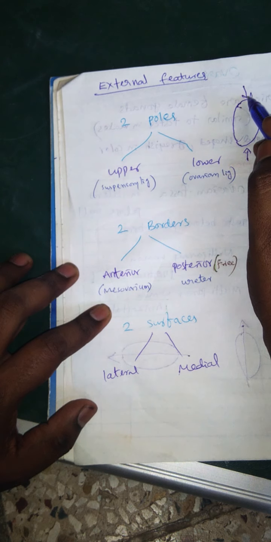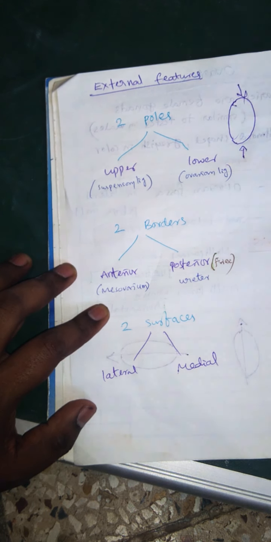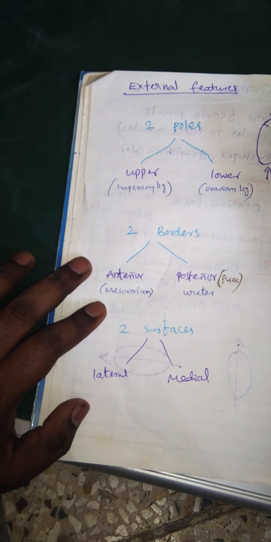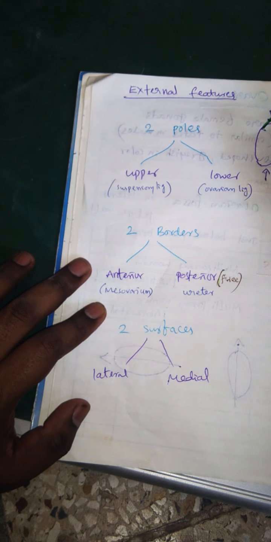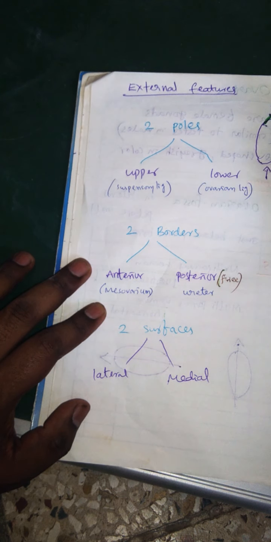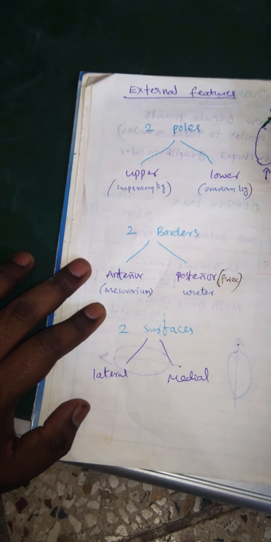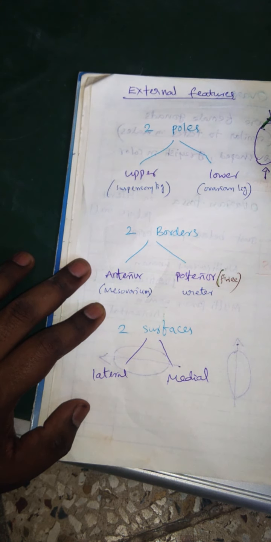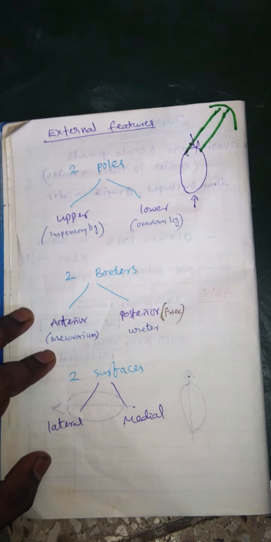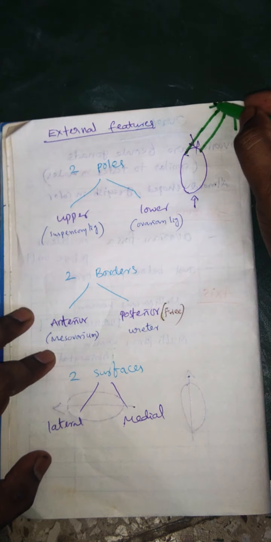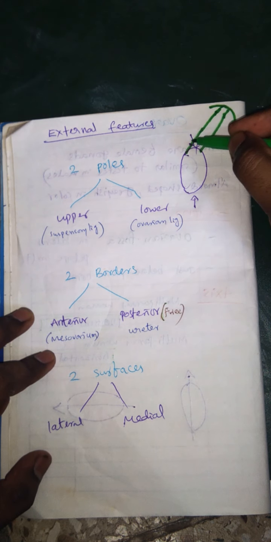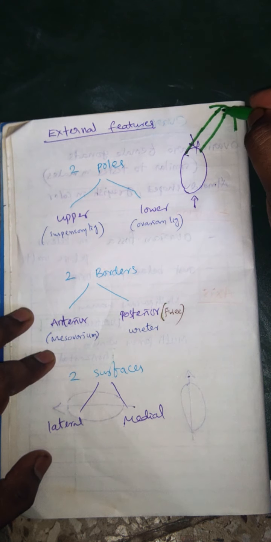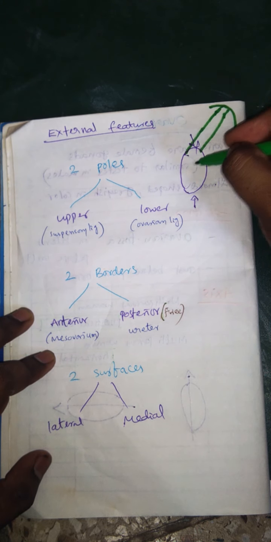The upper pole is related with the suspensory ligament, which is again a part of the broad ligament of the uterus. The suspensory ligament starts from the upper pole, and on one side it is connected with the upper pole of the ovary, and on the other side with the lateral wall of the pelvis. This is the lateral wall of the pelvis, and this is the upper pole of the ovary. This suspensory ligament carries the blood vessels, nerves and lymphatics of the ovary.